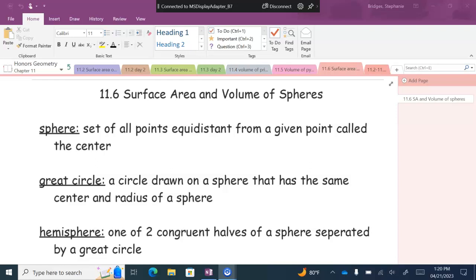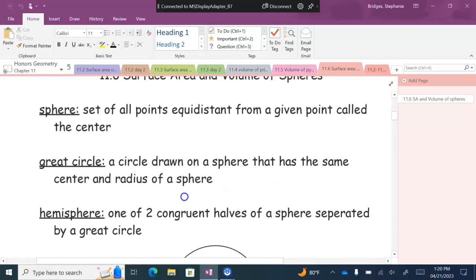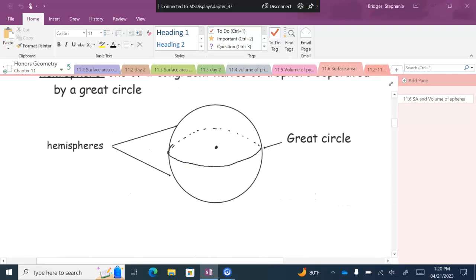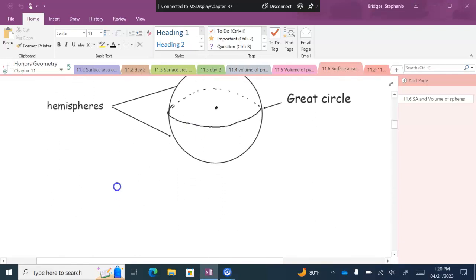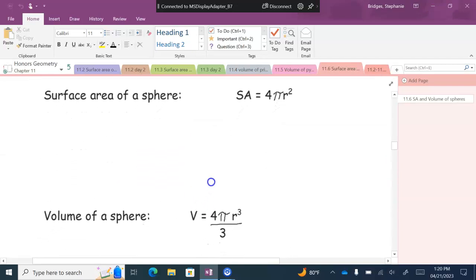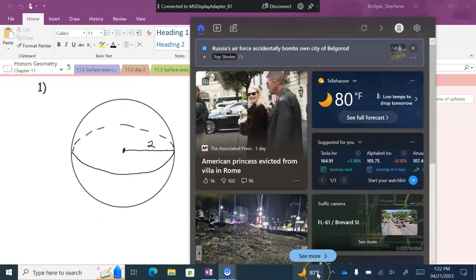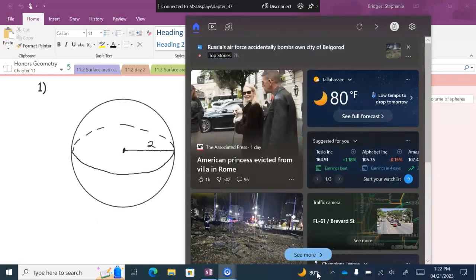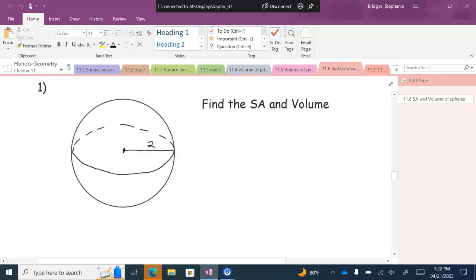Are we ready now? Okay, all right, so there's just a picture, not that you need to draw that, but talking about the hemispheres and the great circle. Here are your two formulas. If it doesn't divide evenly, just leave it as a fraction. That'll be easiest, because especially when your denominator is 3, it gives you a repeating decimal a lot, and I don't want to have to deal with that.